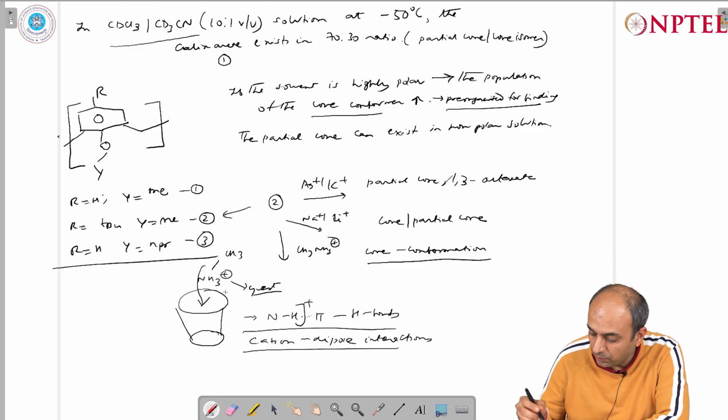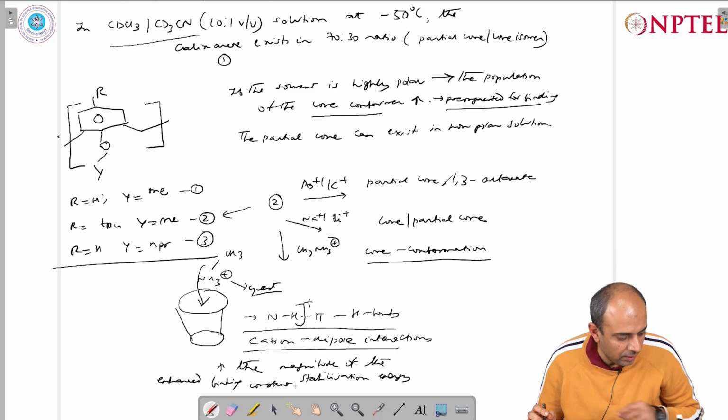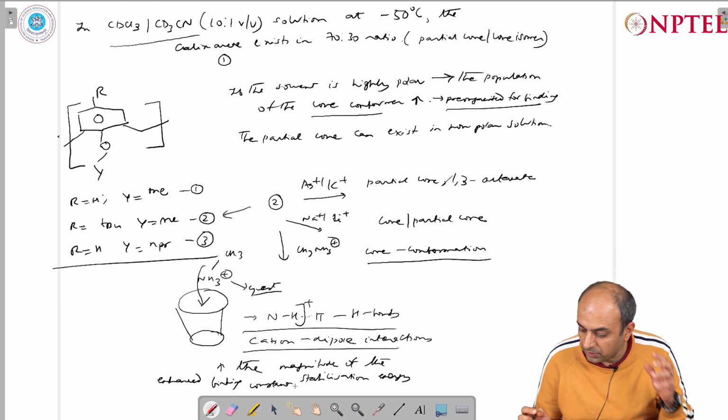So, the guest is able to form strong NH-pi hydrogen bonds, and as I already mentioned, if one of the molecules, for example the guest molecule, is polar or cationic in nature or having higher dipole moment, then that will increase the magnitude of the stabilization energy, and that will result in enhanced binding constant for this particular species.